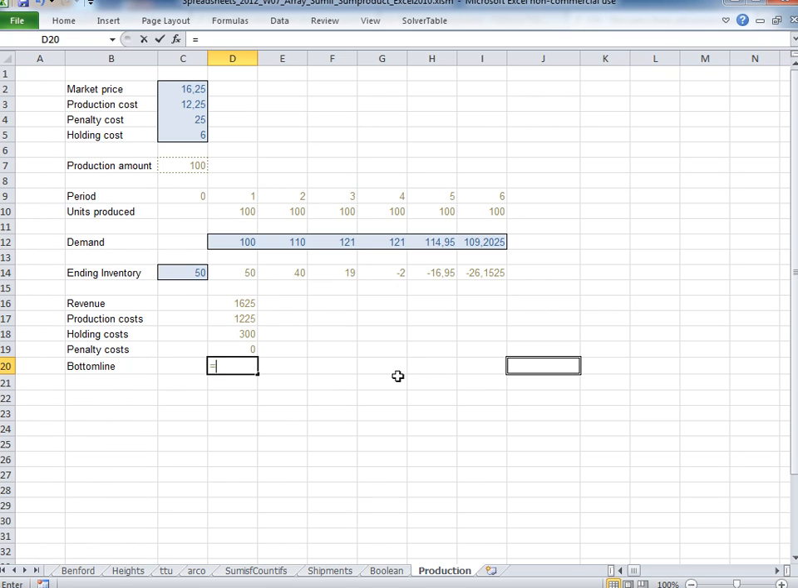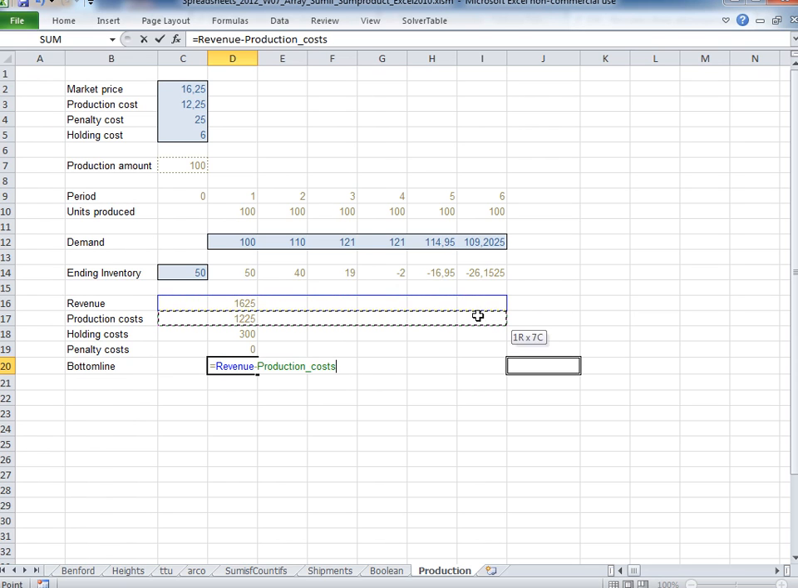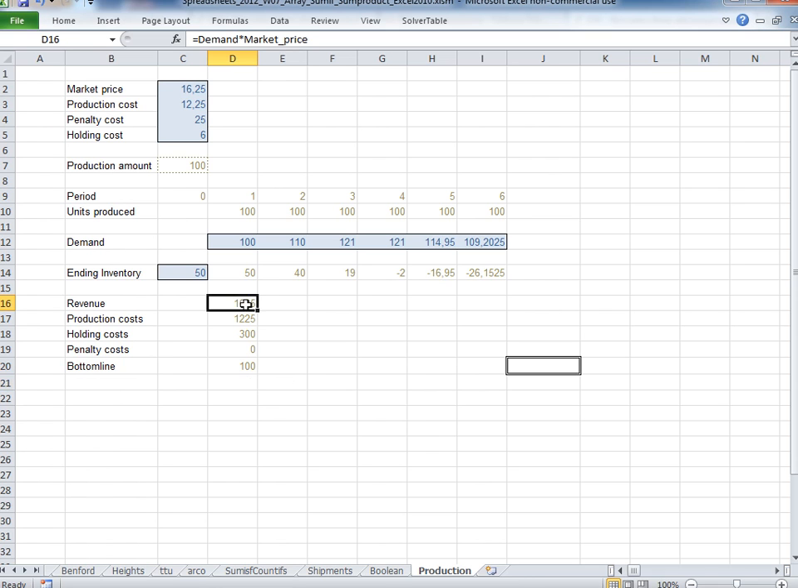And now the bottom line, in other words, profit. Profit equals revenue minus production costs minus holding costs minus, and penalty costs are always positive as well, so we subtract the penalty costs. Okay, so here it is. This is the formula for the bottom line, or the profit. We copy them all.